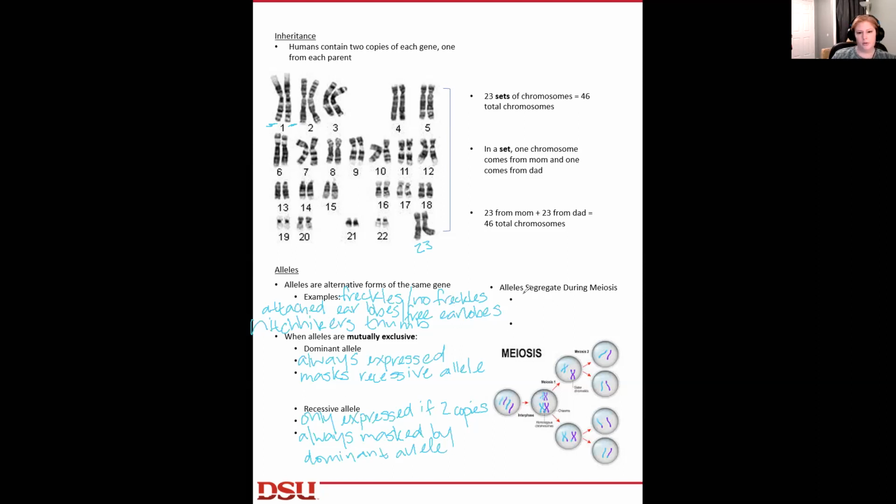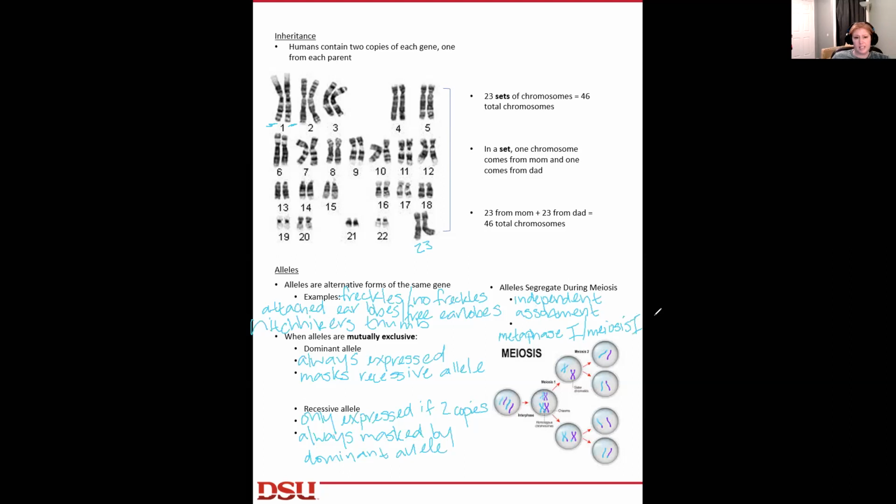Okay, so alleles, mom and dad's copies, right? They're going to segregate during meiosis. If you remember, this is when homologous chromosomes are separated randomly during meiosis. And this is again called independent assortment. And this happens during metaphase 1 of meiosis 1.